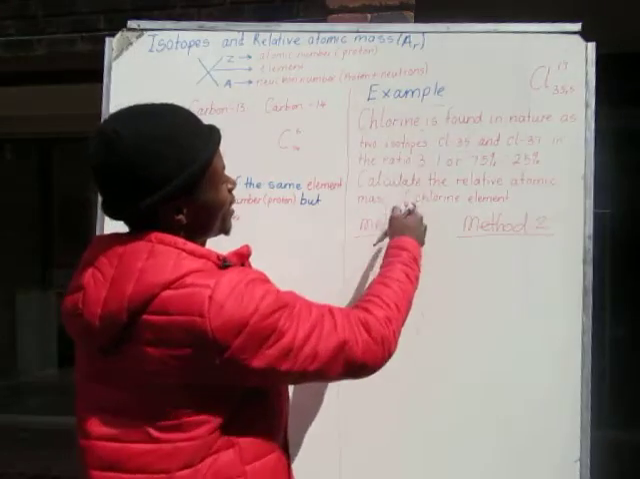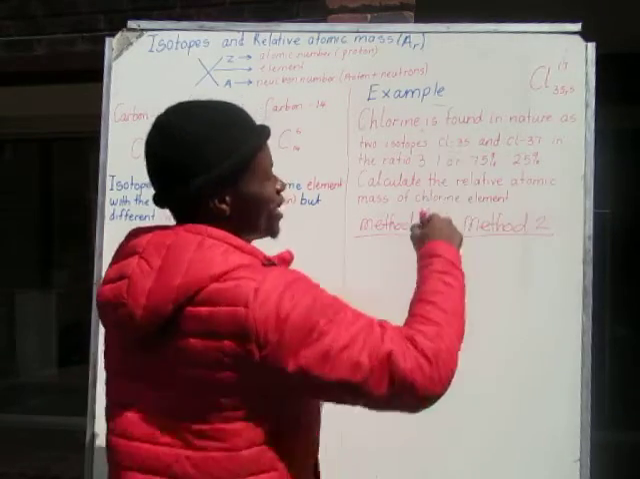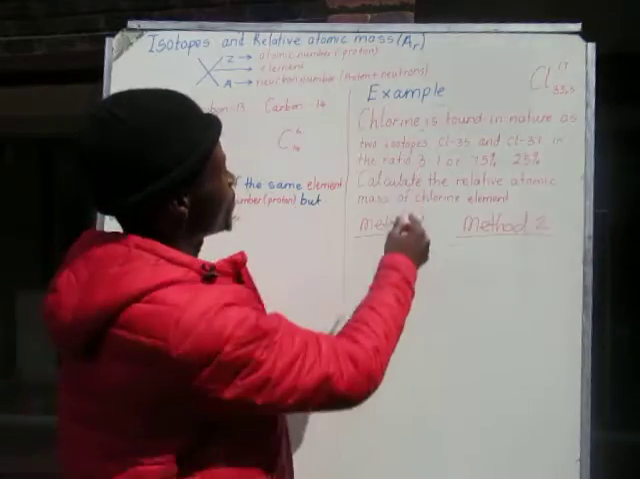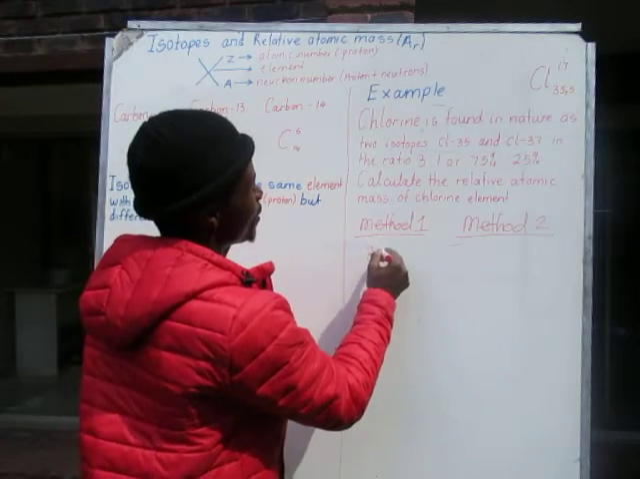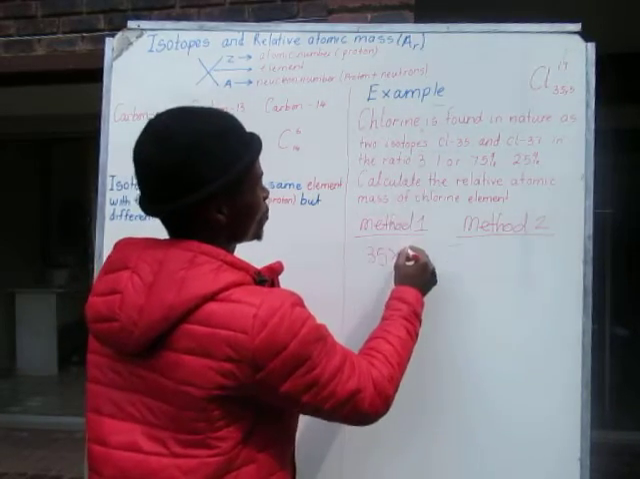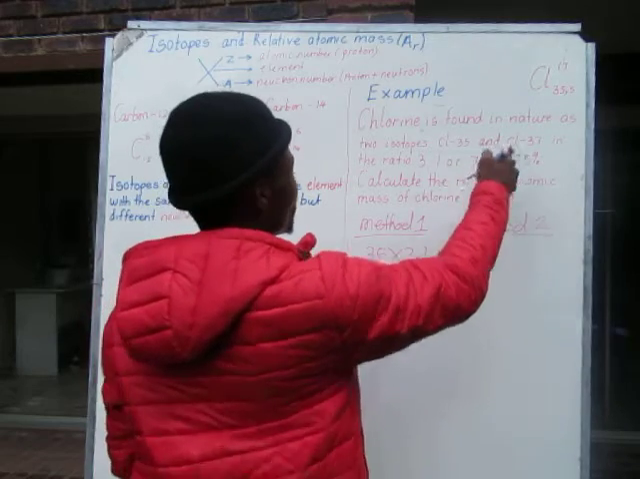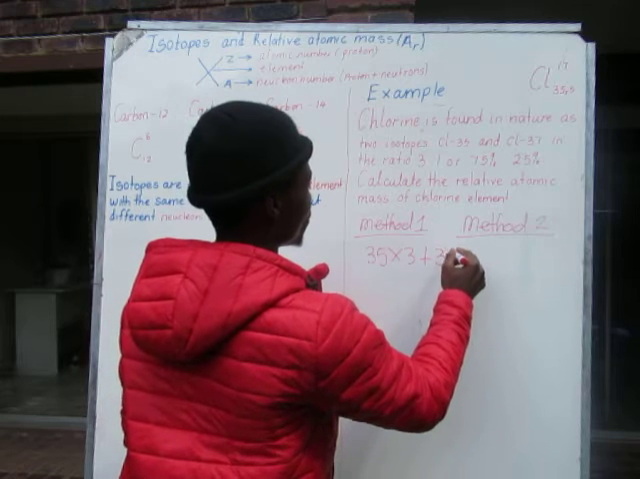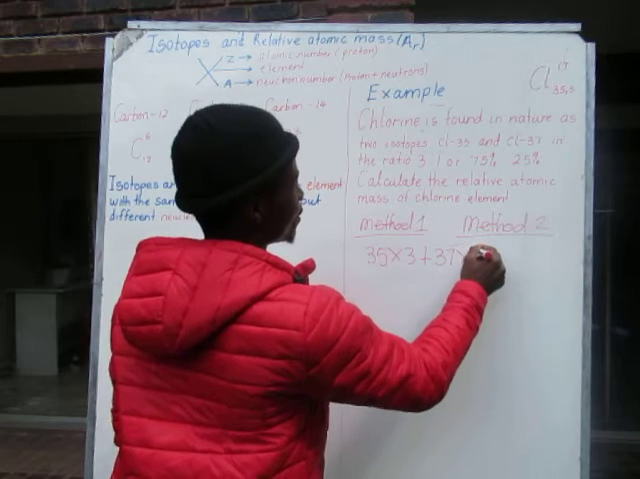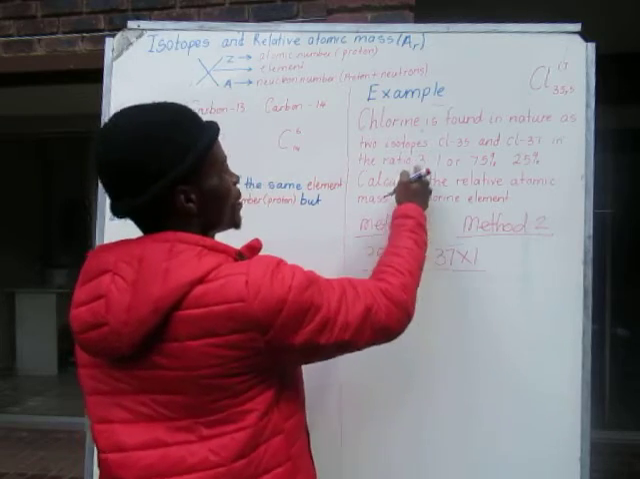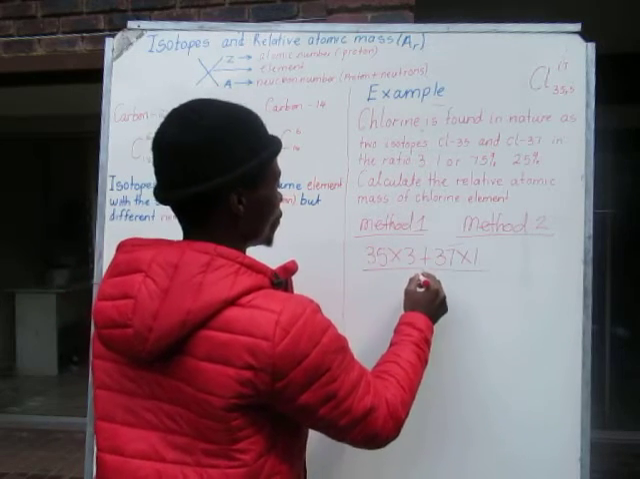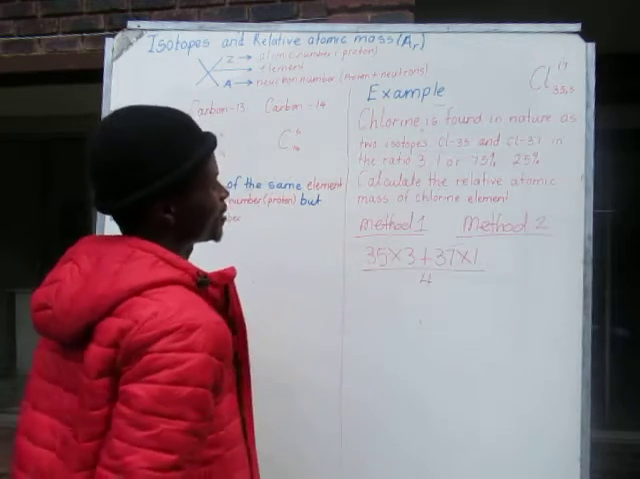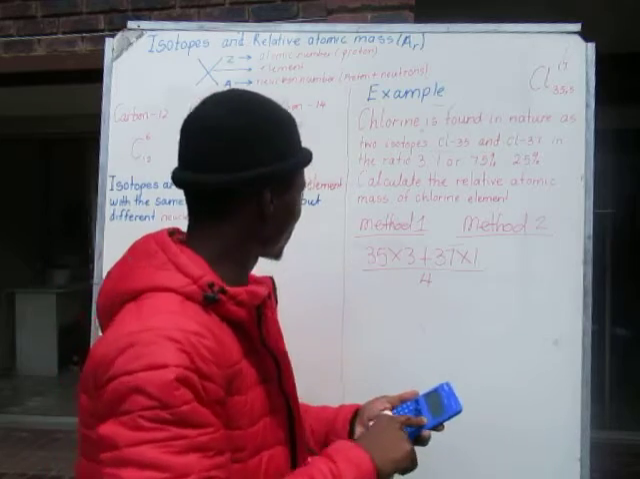We're going to simply say chlorine 35. How abundant? How much more do we see it in nature? It's in the ratio of 3. So that means we have chlorine 35, how many are there in nature? That's 3. Plus we have chlorine 37. How much is there in nature? We have chlorine 37, and in nature it is in the ratio of 1. All over the total number of the ratio, which is 1 plus 3, which is 4. So when we multiply these and divide them, let us just do that on the calculator.